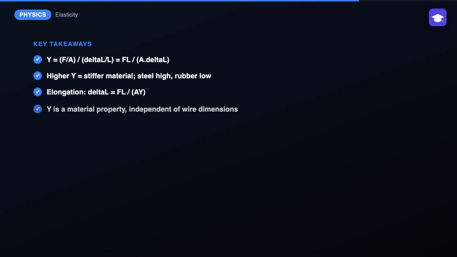Young's modulus is the ratio of longitudinal stress to longitudinal strain, Y equals FL over A delta L, and it directly measures a material's stiffness along its length. Steel has a high Y and resists stretching, while rubber has a low Y and stretches easily. Remembering that Y is purely a material property independent of a wire's specific length or area, and that it only applies within the elastic limit, unlocks most JEE questions on this topic.